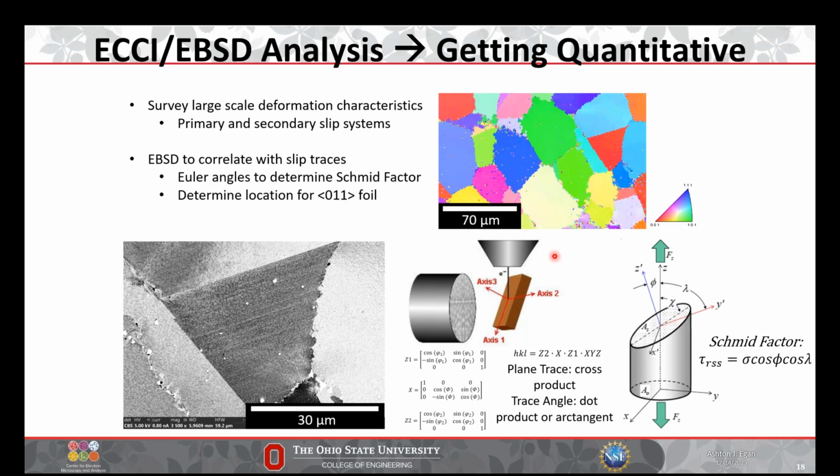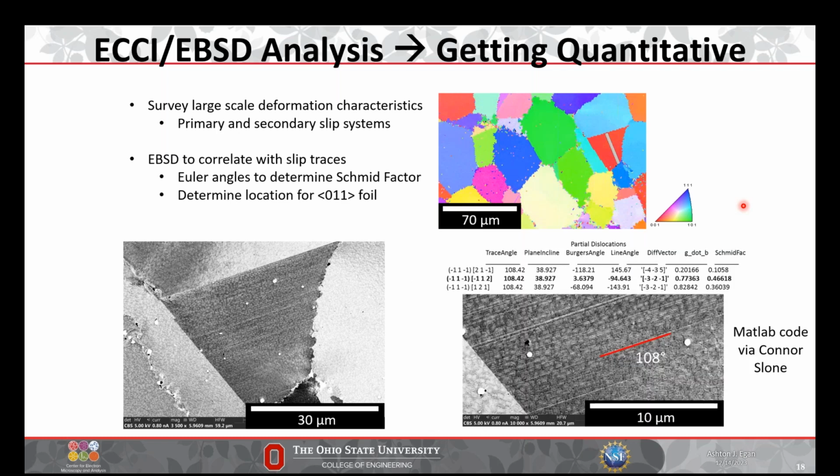So this is just a picture of the EBSD geometry and how we define our three axes. Using rotation matrices, we can take the Euler angles, convert those into a specimen reference, and then do some matrix math to determine plane traces and trace angles of those traces. And with the Schmidt factor, for a given slip system, if we know the crystal structure, so for FCC alloys, it's a 111 type plane and a 110 type Burgers vector, or if they're partial dislocations, 112 type Burgers vectors, we can calculate the Schmidt factors for the various slip systems using the orientation of the crystal as well.